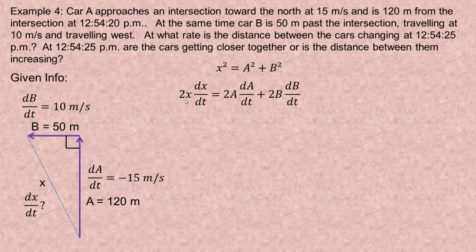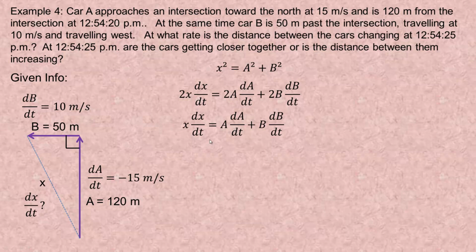The derivative of x squared would be 2x, and we would multiply it by the derivative of x with respect to time, which is dx/dt. The derivative of a squared would be 2a times the derivative of a with respect to time, which is dA/dt. And the derivative of b squared is 2b times the derivative of b with respect to time, which is dB/dt. Now again, like the first example, there's 2's everywhere here, so we can divide out the 2's, and the 2's are gone.